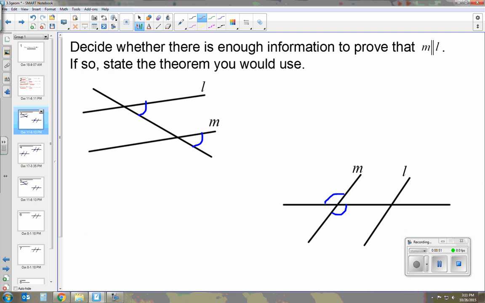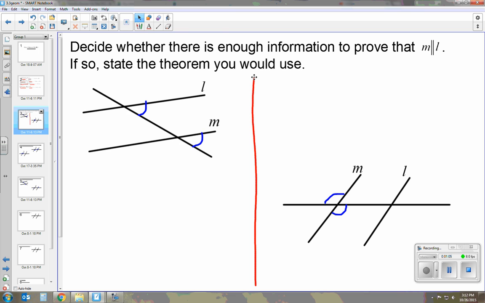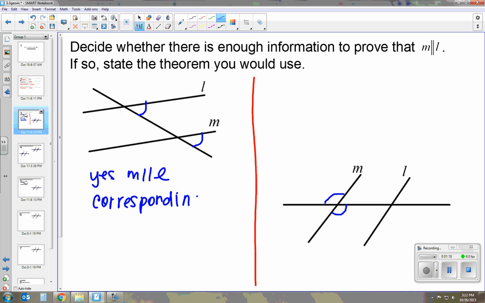It says decide whether there's enough information to prove that M is parallel to L. If so, state the theorem you would use. If we look at this top left one, these swoopies mean that those angles are congruent. And the angle pair that I give you is corresponding. So yes, M is parallel to L because of the corresponding angles converse. And the only four that we can use to prove that lines are parallel is corresponding, alternate interior, alternate exterior, and consecutive interior.